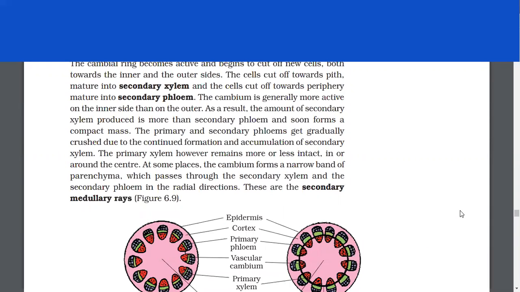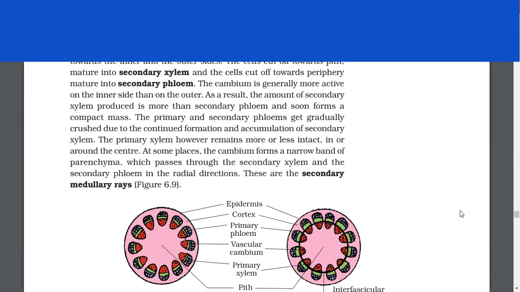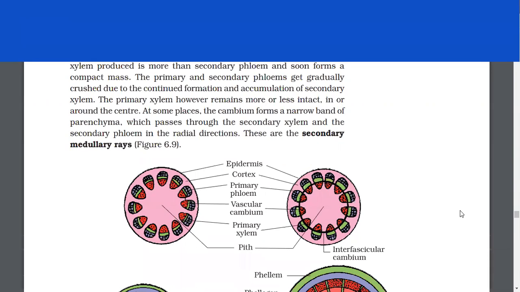The primary and secondary phloems get gradually crushed due to the continued formation and accumulation of secondary xylem. The primary xylem, however, remains more or less intact in or around the center. At some places, the cambium forms a narrow band of parenchyma, which passes through the secondary xylem and secondary phloem in the radial directions. These are the secondary medullary rays.